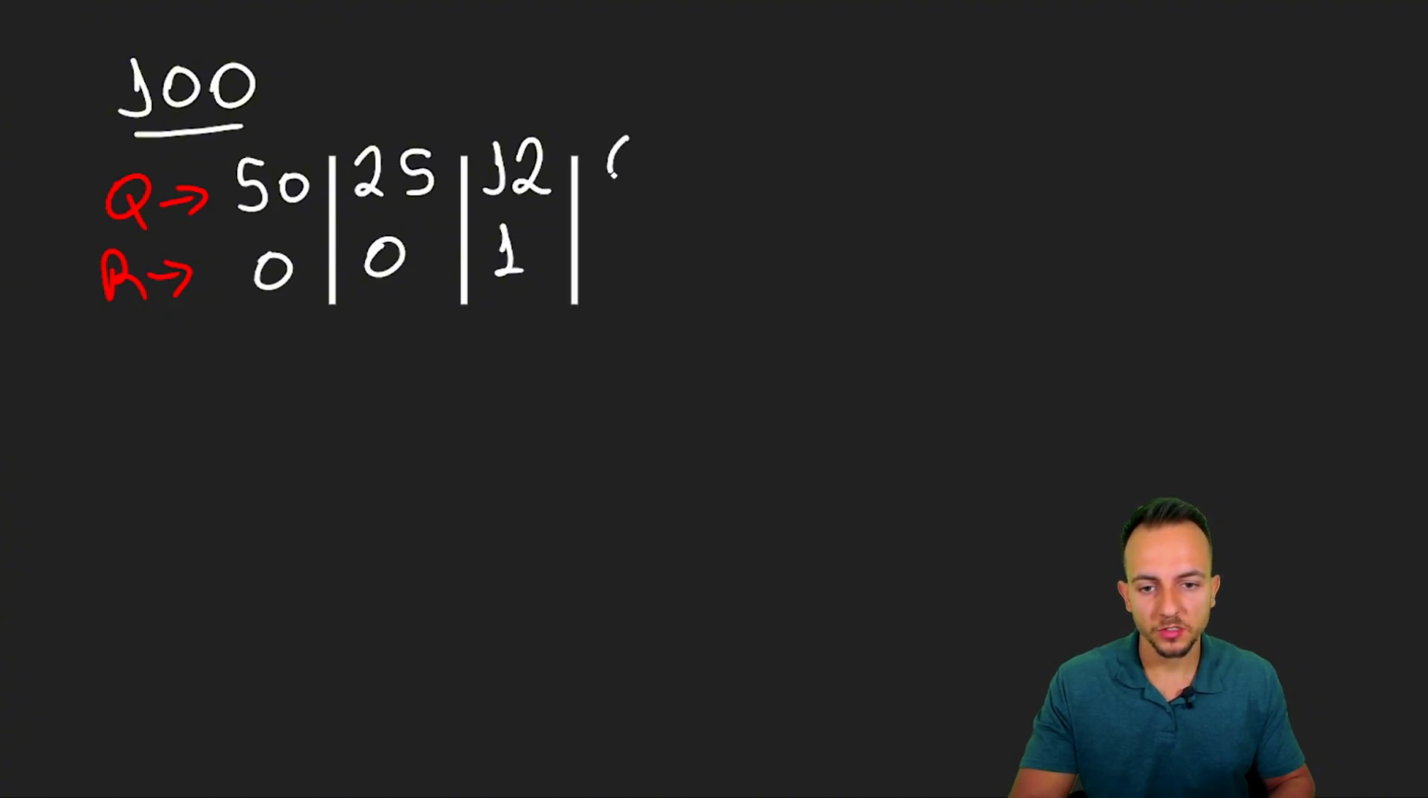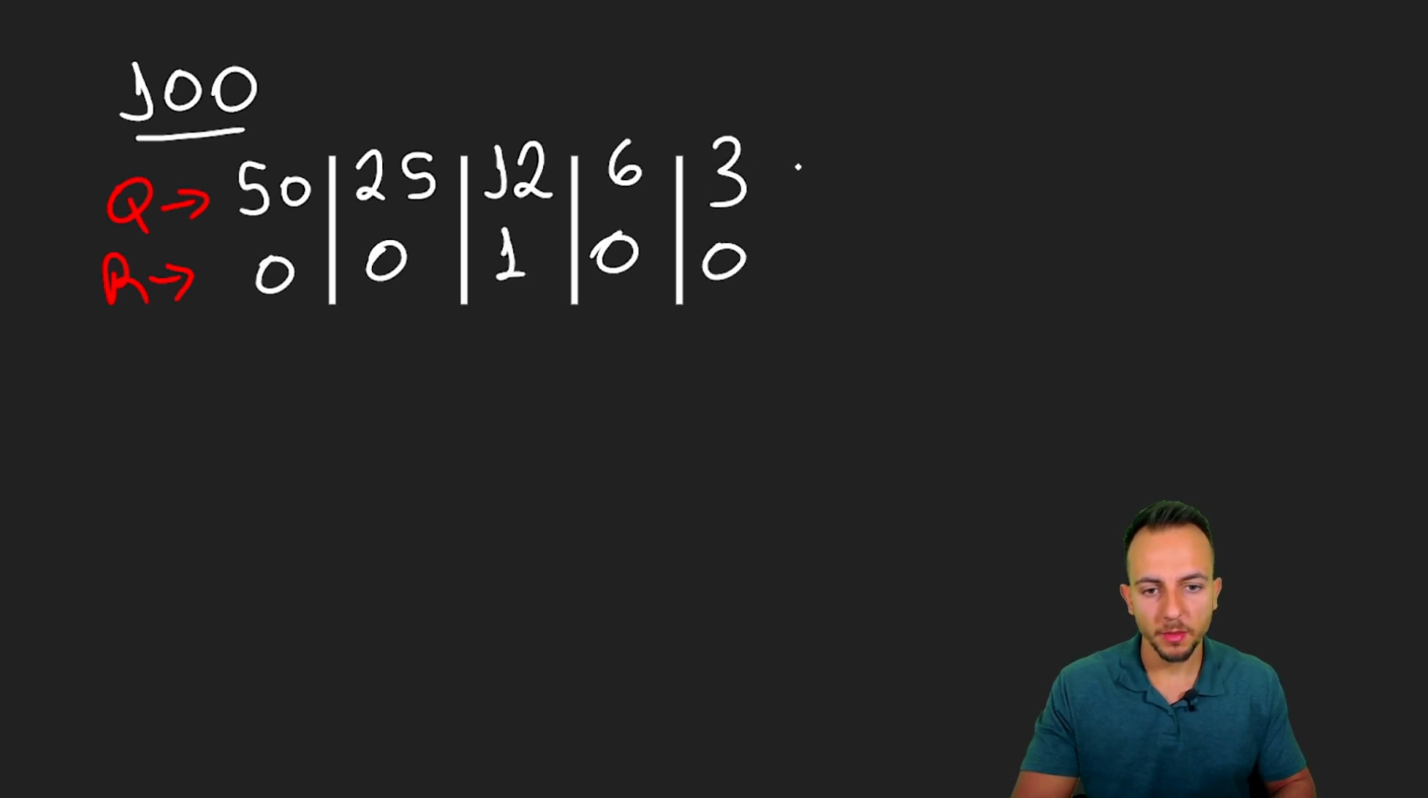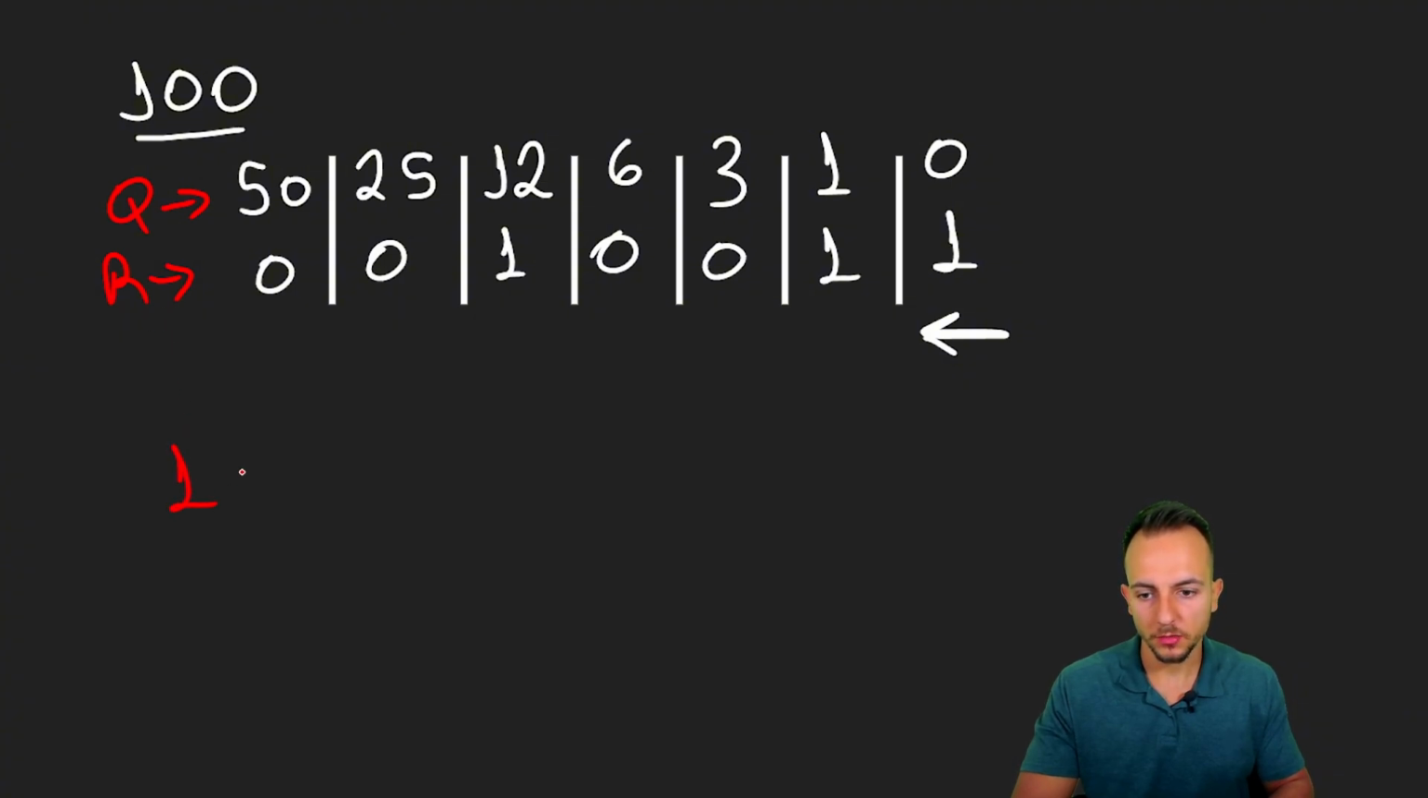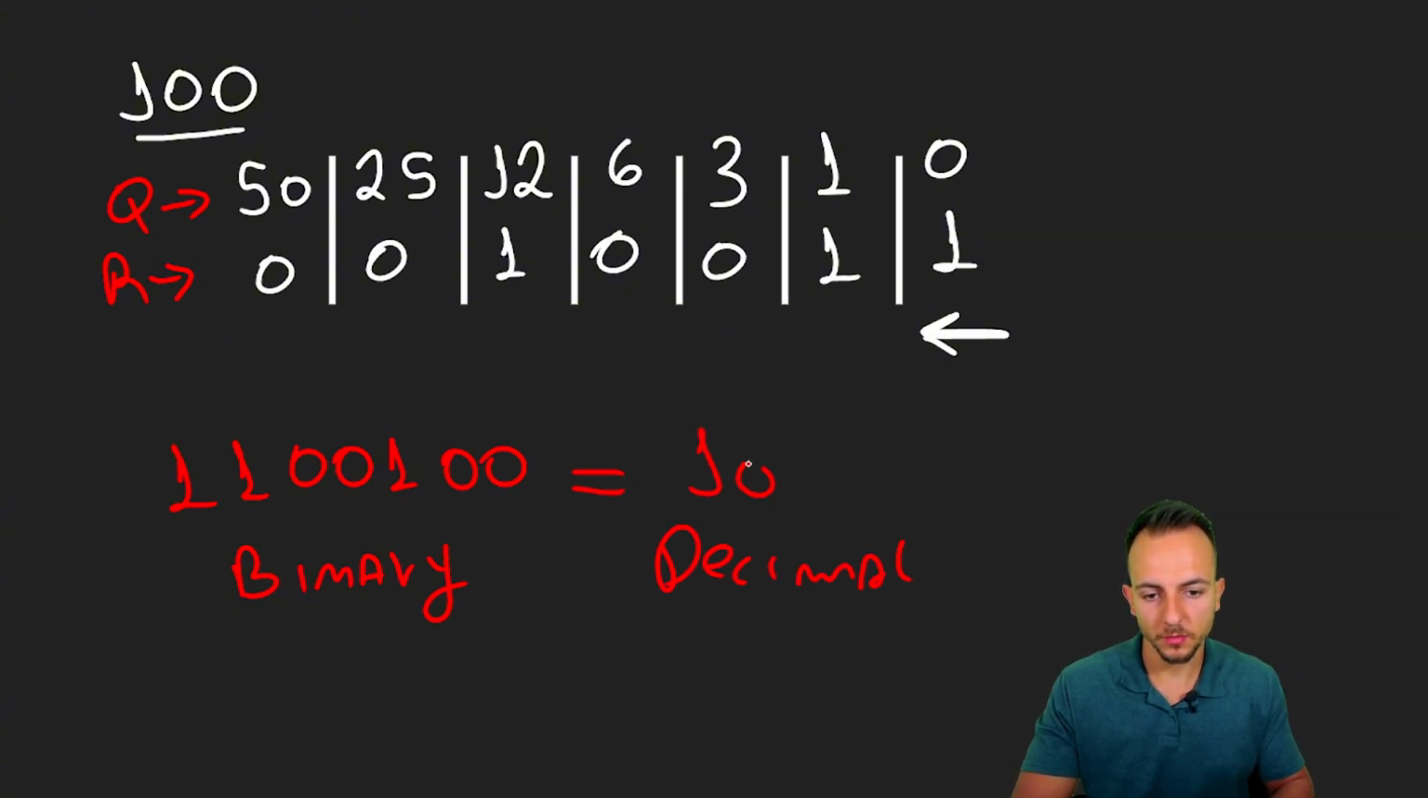12 divided by 2 is 6, and the remainder is 0. 6 by 2 is 3, and the remainder is 0 again. 3 by 2 is 1, and the remainder is 1. And 1 by 2 is 0, and the remainder is 1. So we're done. Now let's write this backwards using the results of the remainder. So 1, 1, 0, 0, 1, 0, 0. This binary number is equal to the decimal number 100. So this is how, again, we can convert a decimal number to the binary system.